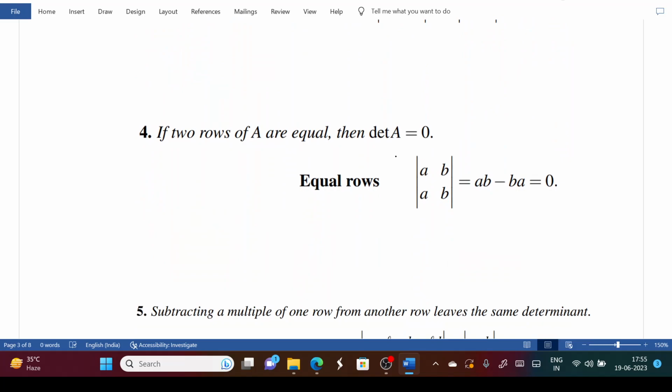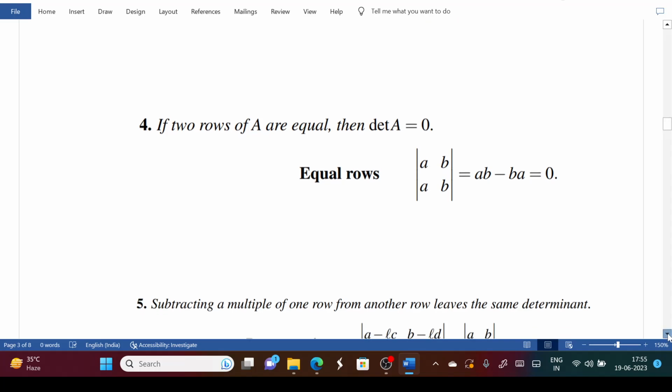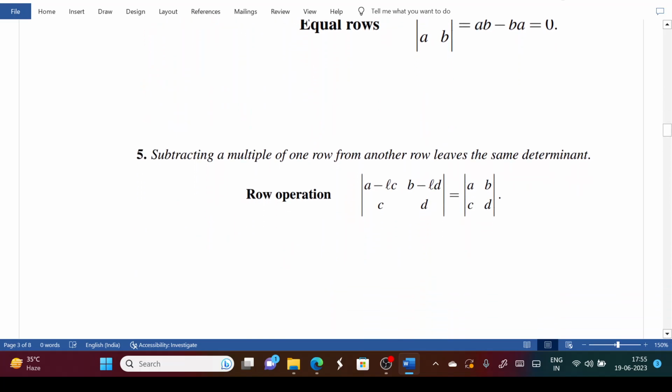Similarly, if two rows of a matrix are equal, then the determinant is 0. Even if any row or column is a scalar multiple of, or a sum of, other rows or columns, then the matrix will have 0 determinant. Here observe, subtracting a multiple of one row from another row leaves the determinant the same. So what happened here? L times the second row is subtracted from the first row, but still the determinant remains the same.